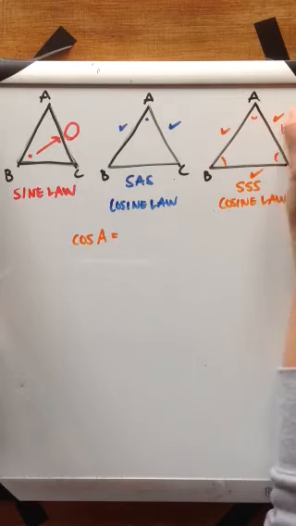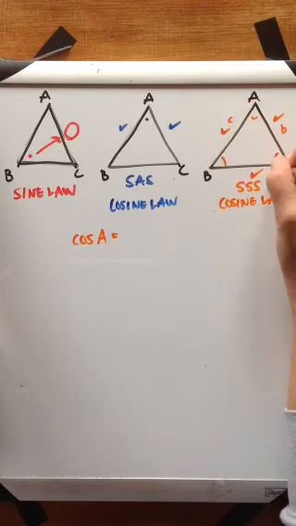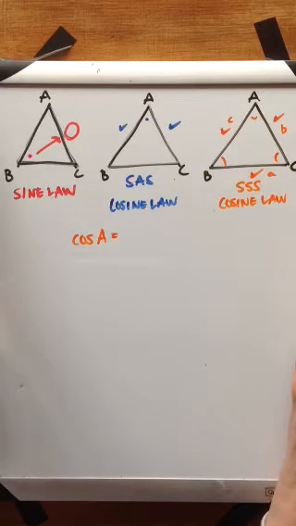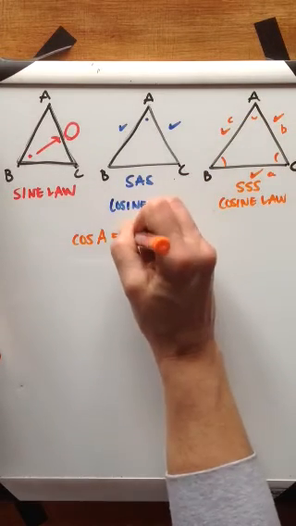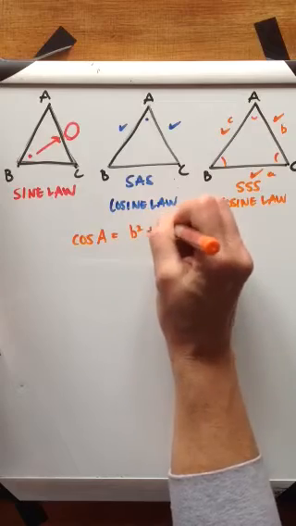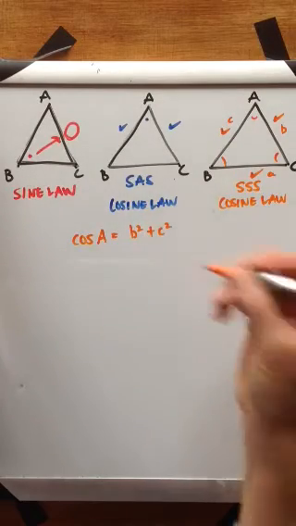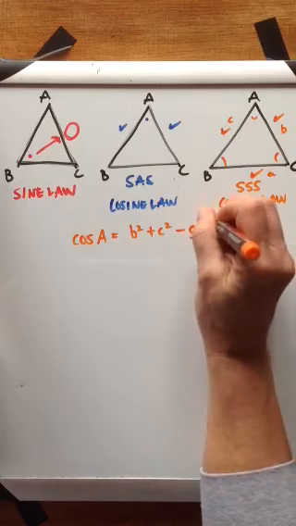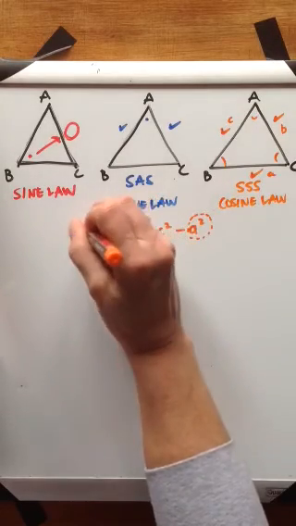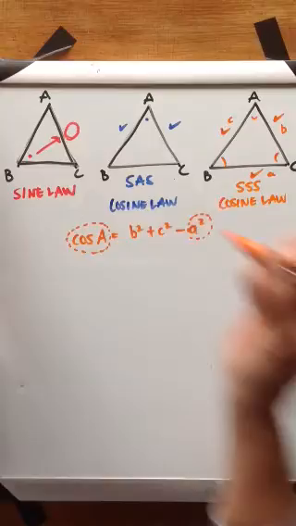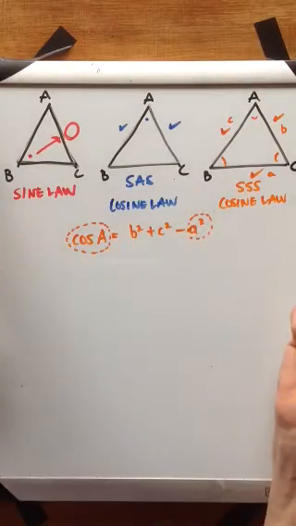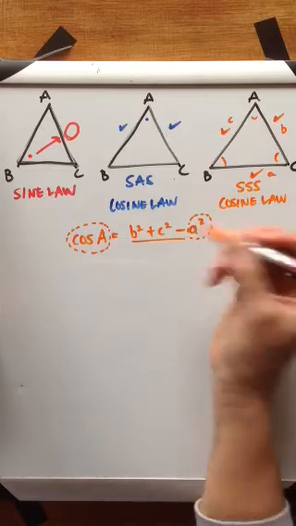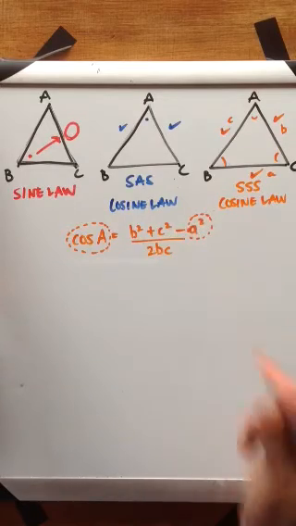Remember that opposite sides here are labeled C, A, and B. We're going to take the two sides that are not involved in our focus, which is b squared and c squared. And what we're going to do is we're going to subtract from that a squared. So similar to the first lesson we did, for a given angle and its opposite side, the terms related to those things are on the outside of the equation. And then underneath we have 2bc.